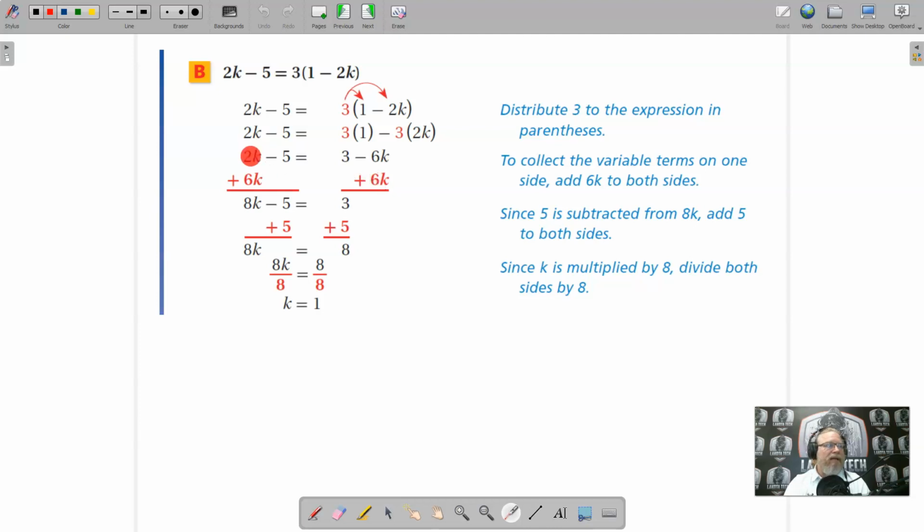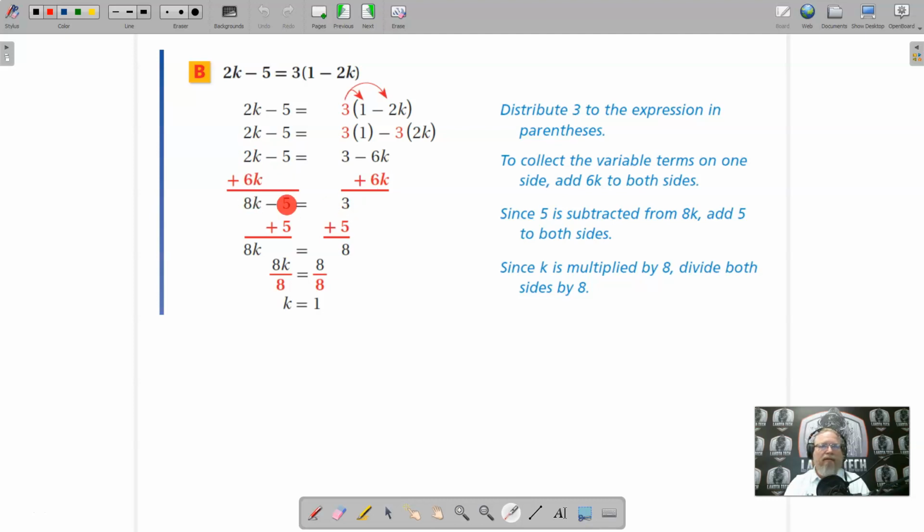Now we have 2k's on the left, negative 6k on the right. Now this time, notice that this is a negative 6k. So if we added 6k to it, that would make the k on the left go away, and it would increase the positive value of the 2k over here up to 8k. So in this case, we would rather add 6k's to each side rather than subtracting 2k from each side. So the negative 6k, positive 6k cancel each other, leaving us with 3 on the right. 2k plus 6k is 8k.